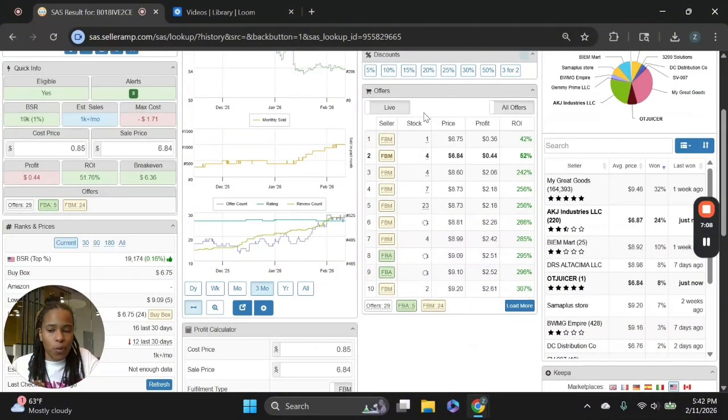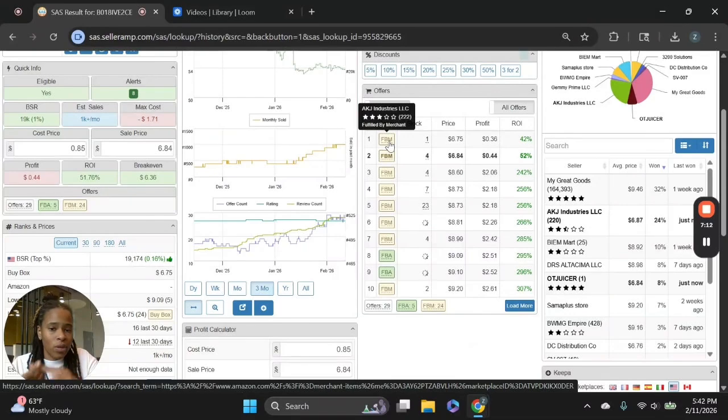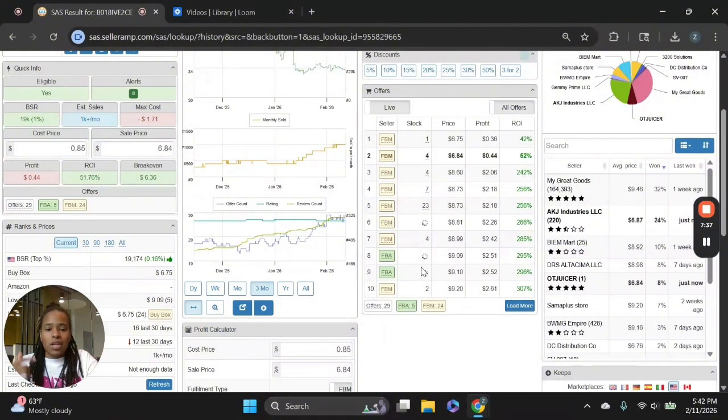Offers is a really big important thing as well on SellerAmp because this is where you can see who's doing FBA, who's doing FBM. You can storefront stock people. So if we wanted to click on their profile right now, we can actually see everything that they have in their inventory, and then we can potentially sell what they have in their inventory as well. Right here is the stock. So we're able to see how much they have in stock.